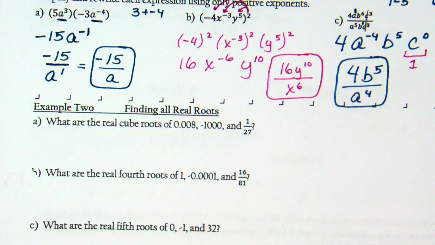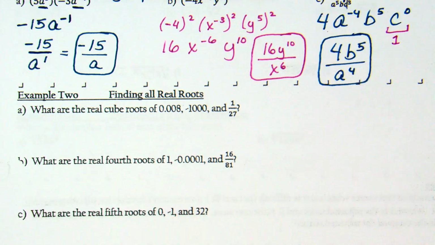Okay. Example 2. Finding all real roots. Okay. And you will notice A, B, C, D, we're going to go through basically 4 different types of roots and talk about what they mean. I'll go through each of these. We'll talk about some calculator tricks. We'll talk about how to know how many answers there are and all of that.